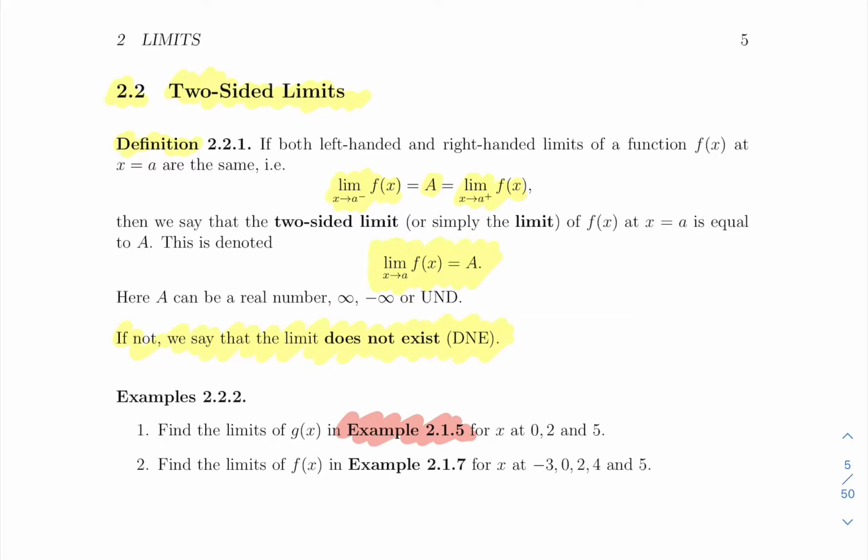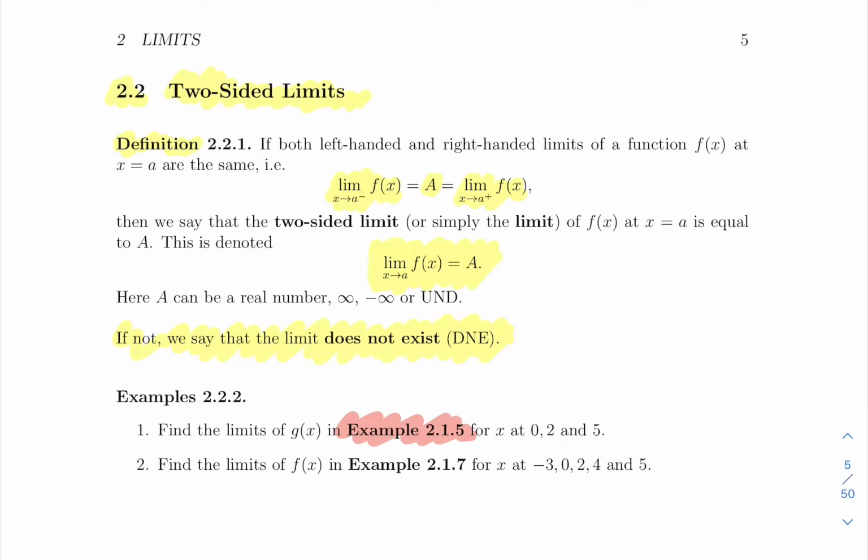Actually, what I want to do is finish that example 2.1.5 just to give you a full understanding of how we can ask you limit questions on a graph. So when we give you a graph, we can compute outputs from the graph. We can compute left-sided limit, right-sided limit, or two-sided limits. And again, two-sided limits is just check left and right. Are they equal? If so, boom, you're done. If not, does not exist.